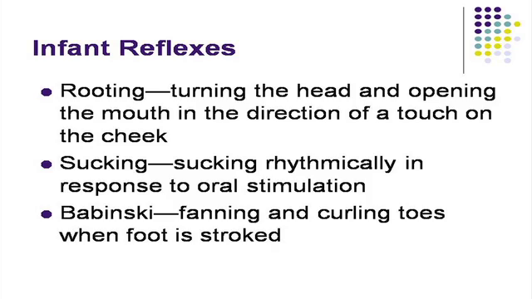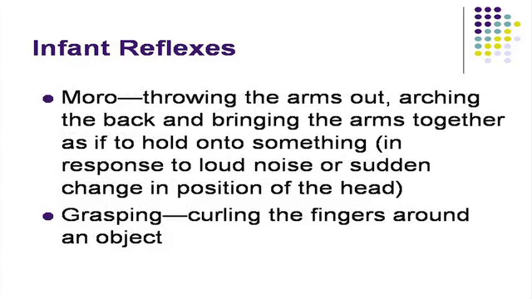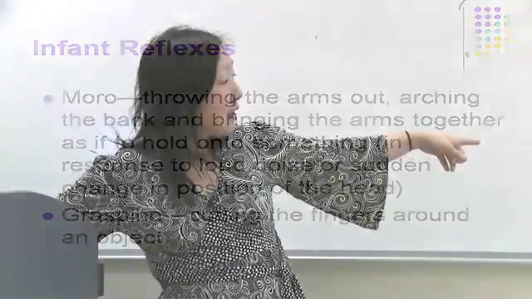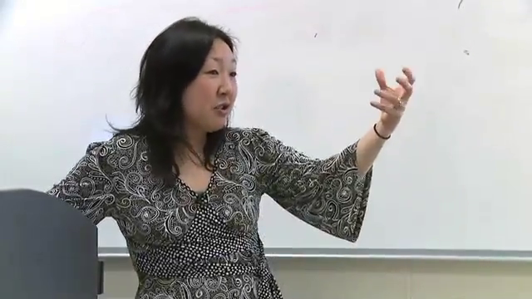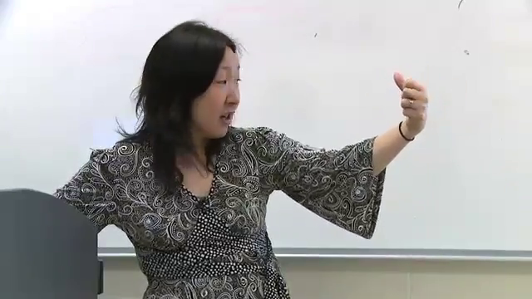touch on the cheek. So if you touch the baby's cheek, they turn around with the mouth open, okay? Sucking rhythmically in response to oral stimulation, like a pacifier, okay? Then Babinski, fanning and curling toes when the foot is stroked, okay? Moro, throwing the arms out, arching the back and bringing the arms together as if to hold on to something in response to loud noise or sudden change in position of the head. That's what they usually do. And those reflexes usually disappear around 12 months, all right? And grasping, curling the fingers around an object too. They try to hold, but they can't hold it yet, but they try to curl their fingers, all right?